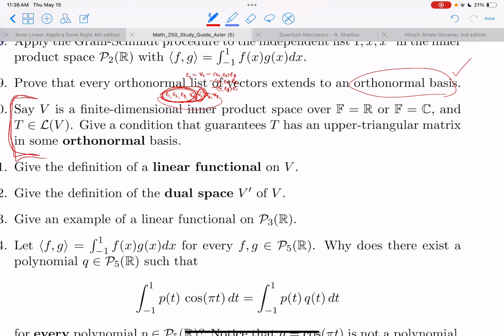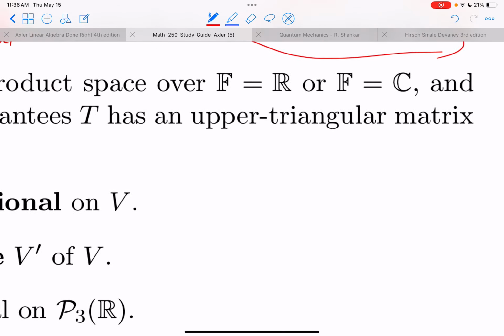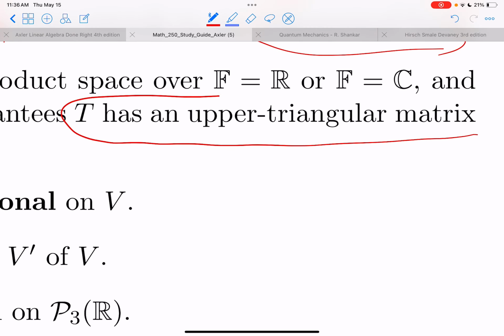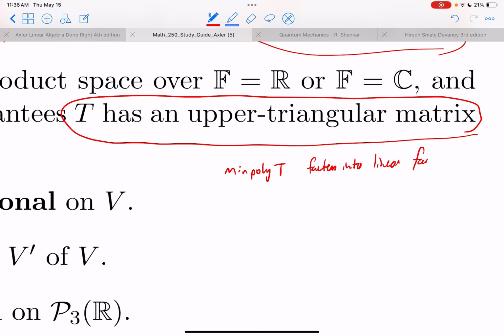Let's read this one. Read it and maybe pause the video to think. So remember, we proved that T has an upper triangular matrix exactly when the min poly of T factors into linear factors. Okay, that works over R and over C. Over C, every min poly factors into linear factors. So over C, every operator was upper triangularizable.